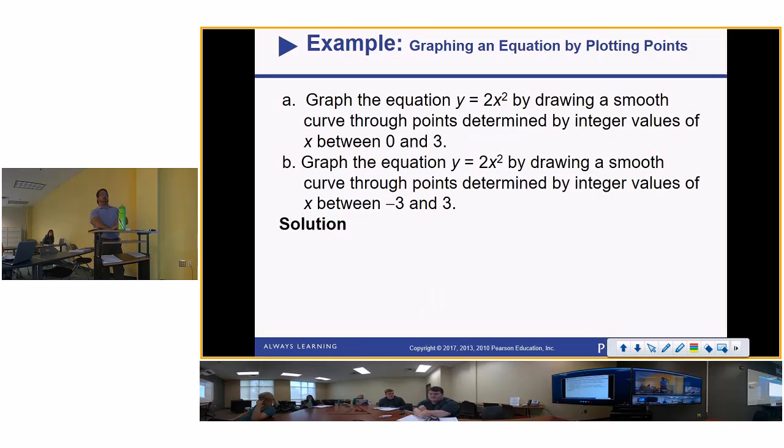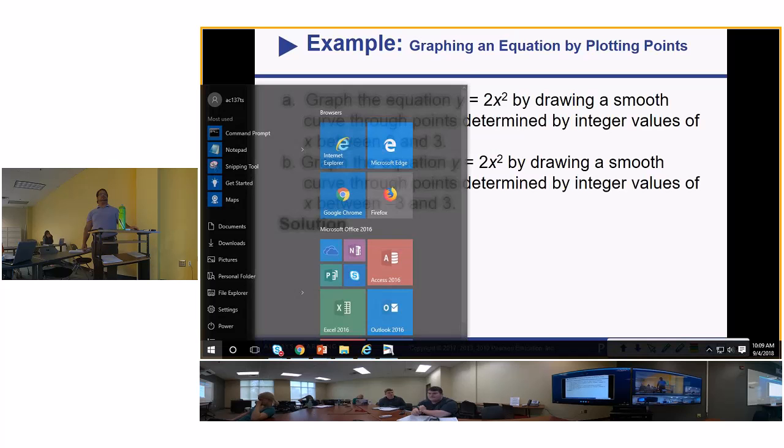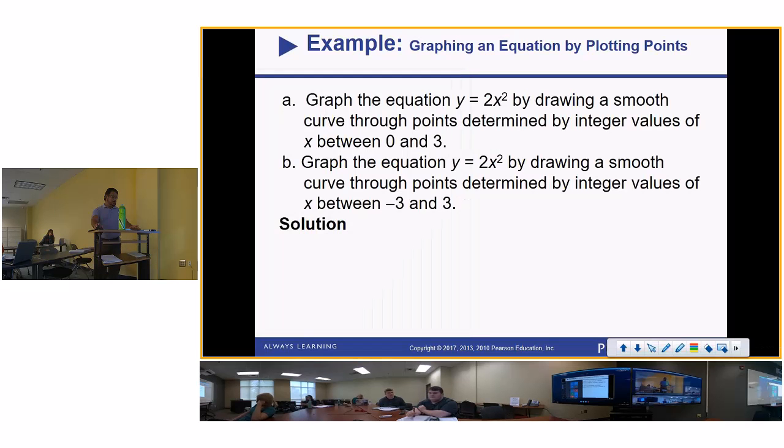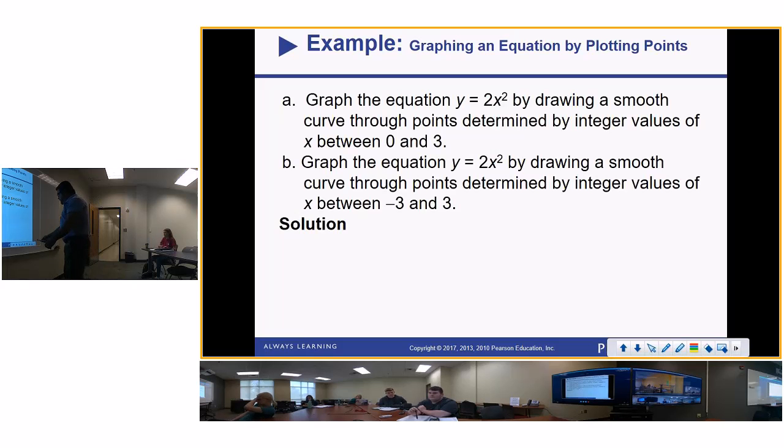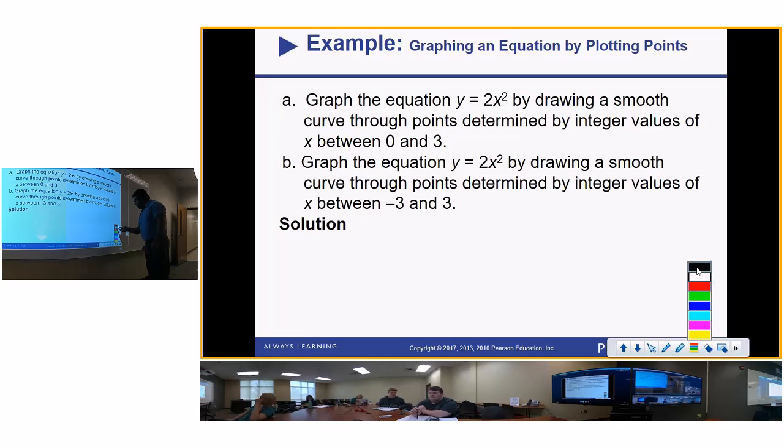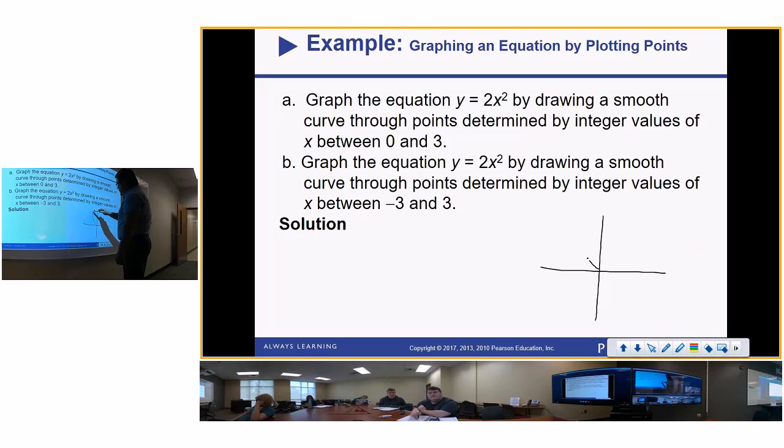All right, here's where we get into the family of graphs again. So, graph the equation y is equal to 2x squared. All right. First of all, which family of graphs is it in? It's in the parabola, right? So we take our handy-dandy black marker and we draw a graph of the parabola. Like that.